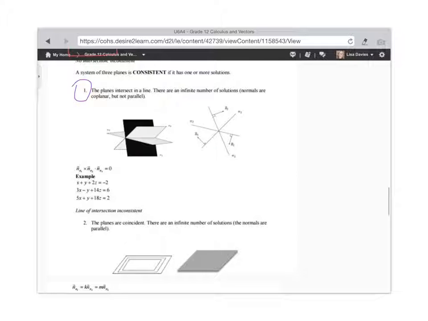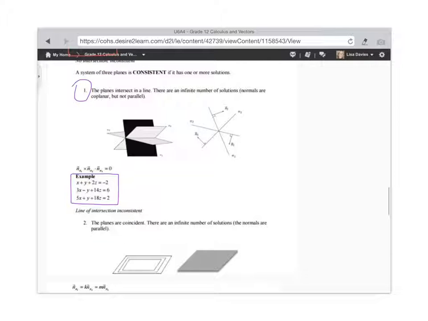So there's an infinite number of solutions because the equation of that line is your intersection, and so obviously every point on that line will be part of that intersection area. So they show an example here, and you can test that out to see what the line of intersection is.